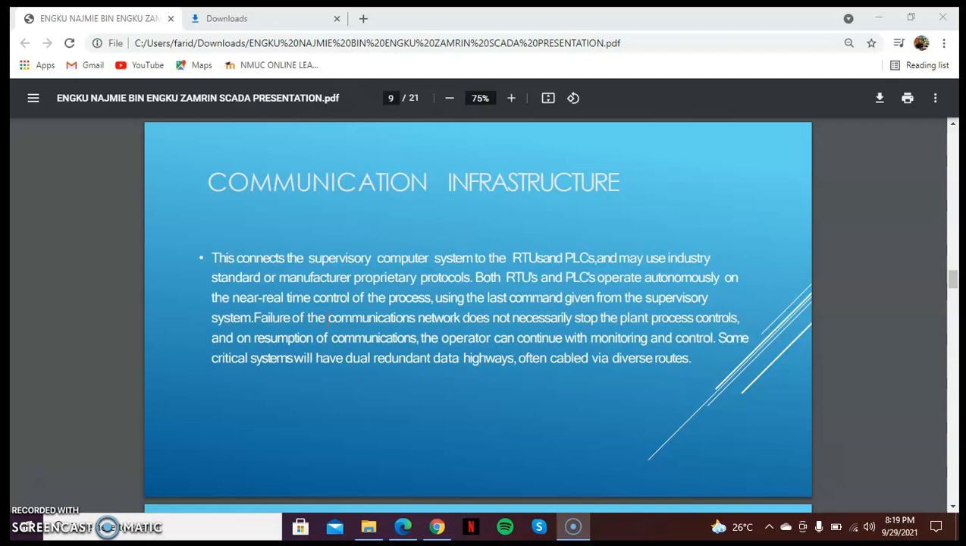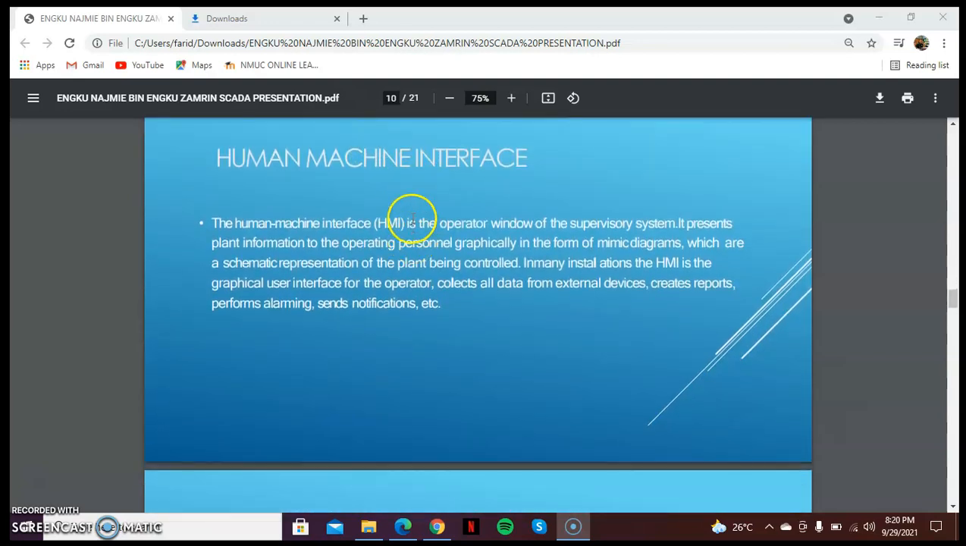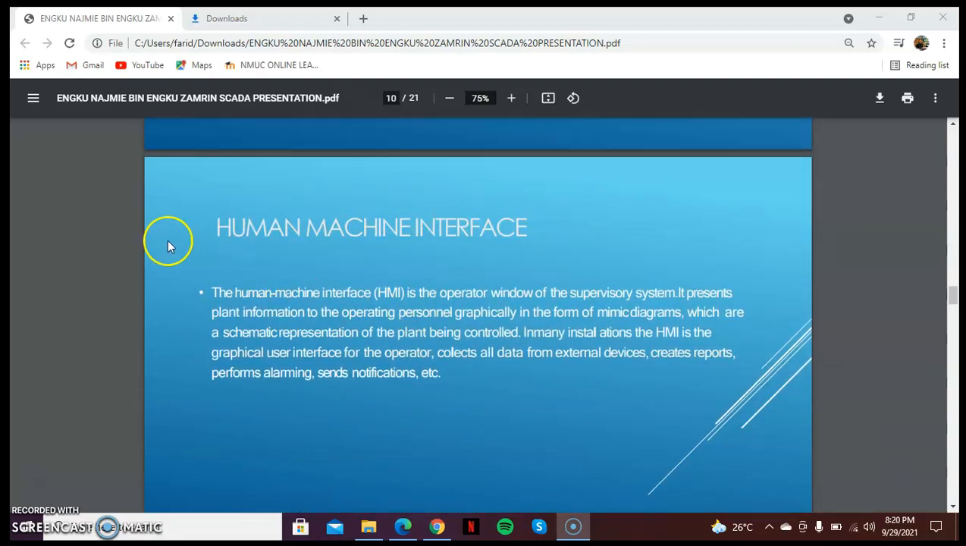Some critical systems will have a dual redundant data highway, often cabled via various routes. Then this is the HMI, also known as the human machine interface. The human machine interface is the operator window of the supervisory system.